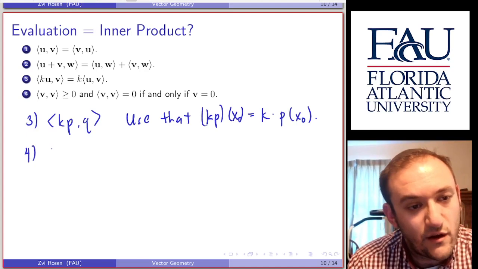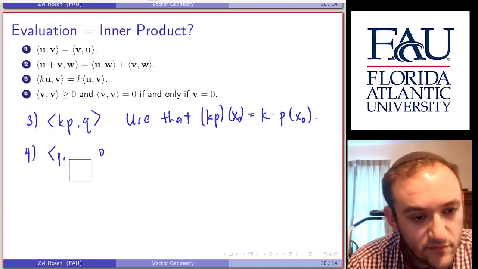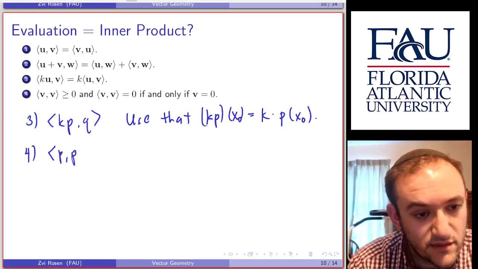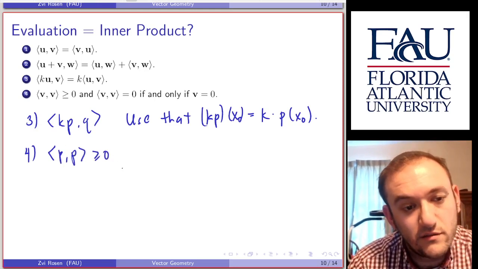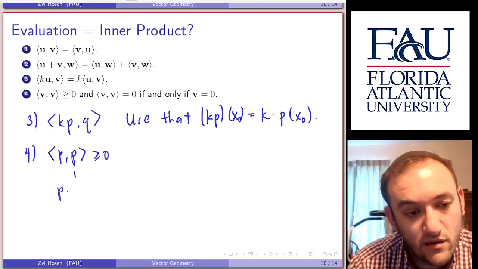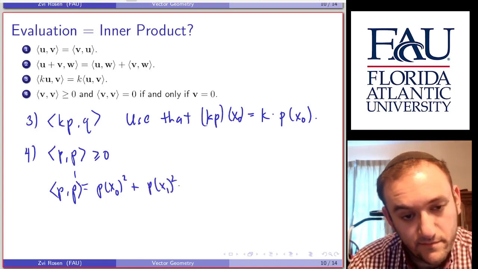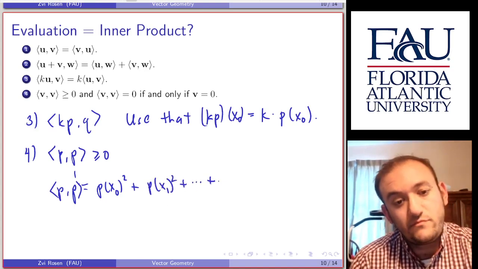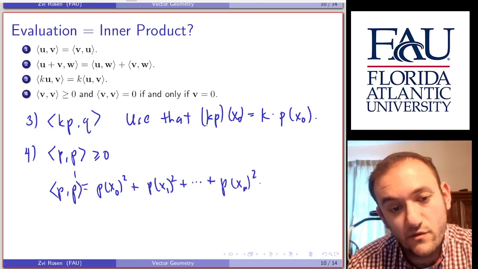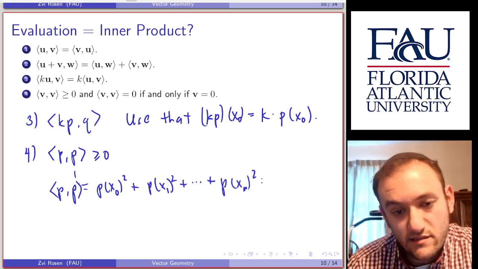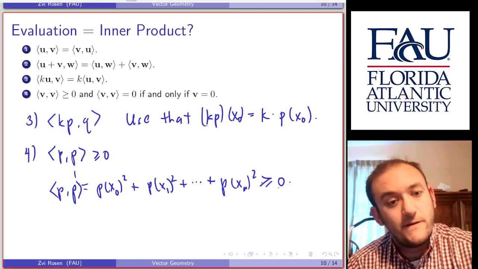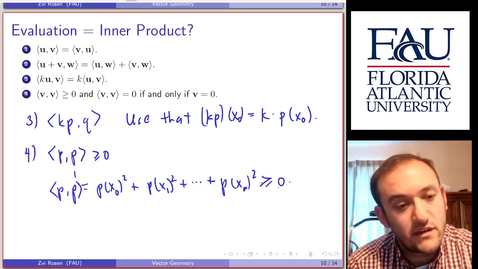Okay, now this means the inner product of p with p should be greater than or equal to 0. Well, the inner product of p with p is equal to p of x naught squared plus p of x1 squared, etc., up to p of xn squared. And so this is obviously non-negative because the sum of squares is non-negative.